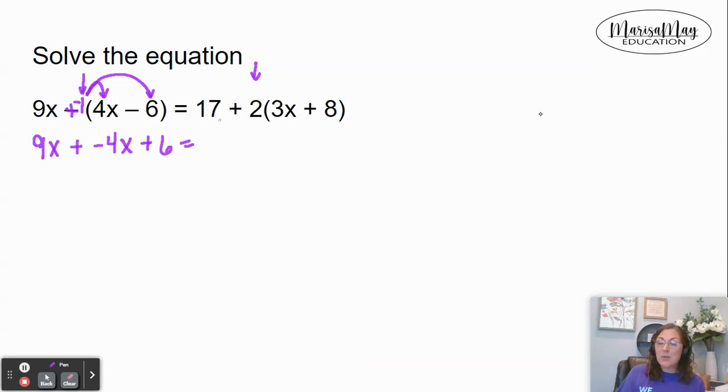Then we'll do the same thing on the right here. We'll leave the 17 and distribute the 2 to both of the terms in the parentheses. So 2 times 3x gives me 6x. 2 times 8 gives me 16.